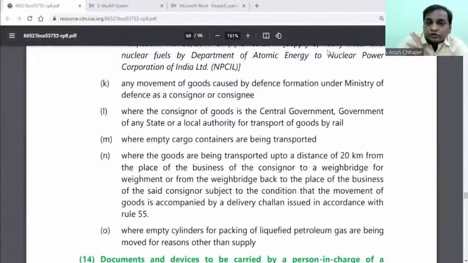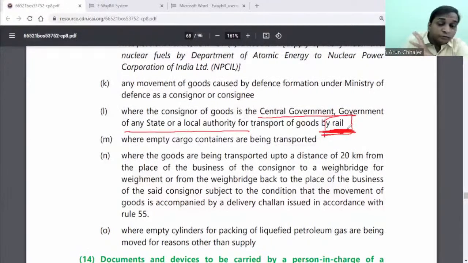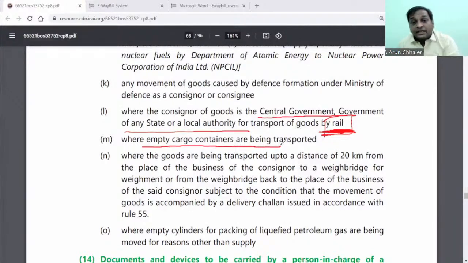If the movement of goods is by the central government or state government, it is also exempted. But please note, if the goods are being moved by rail, it is not exempted if the government is moving the goods by road. Next, where empty cargo containers are being transported: I have sent the goods to my customer along with the container. Now the goods have been delivered and the empty cargo container is coming back. Do I need to generate an e-way bill if only empty containers are coming? The answer is no.